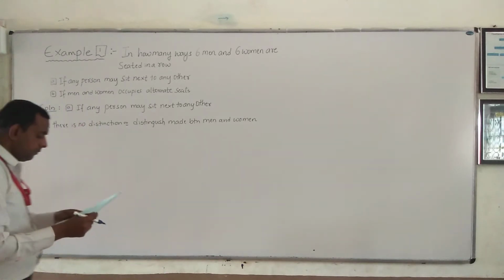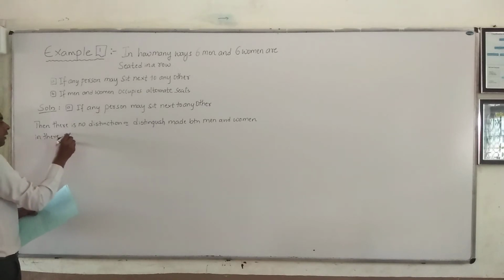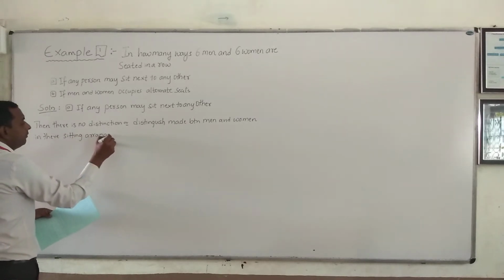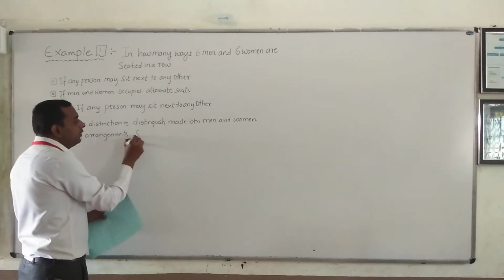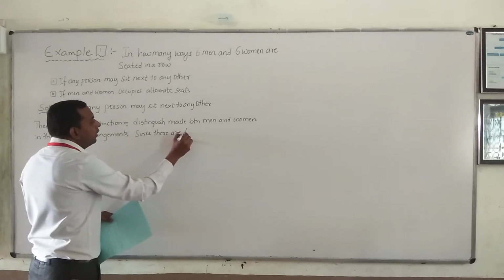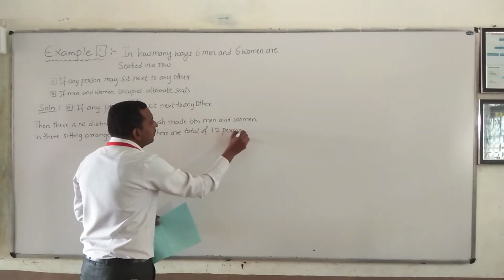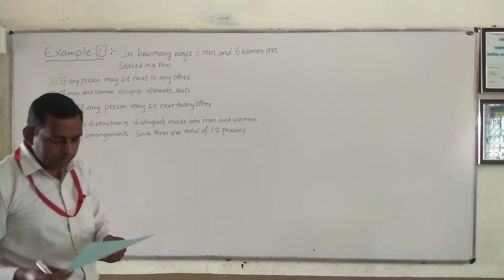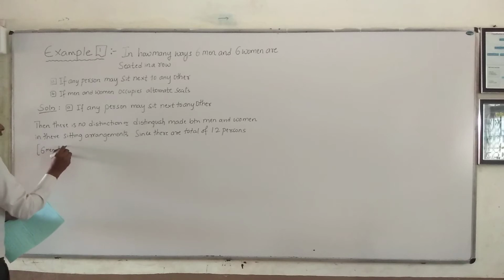Fine. In their sitting arrangements, since there are a total of 12 persons. How many persons are there? 6 men and 6 women. Total it becomes 12 persons. That is what we write in the bracket: 6 men and 6 women.